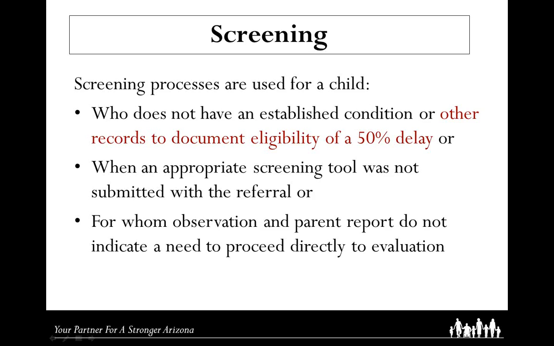The second bullet indicates that a child referred comes with a copy of a current screening from a referral source such as Early Head Start or First Things First, or a developmental specialist from a doctor's office. They do not need a screening. The third bullet indicates that if, based on observation and parent report, the child is suspected of having a disability that would make him or her eligible for AZEIP, they do not need a screening.